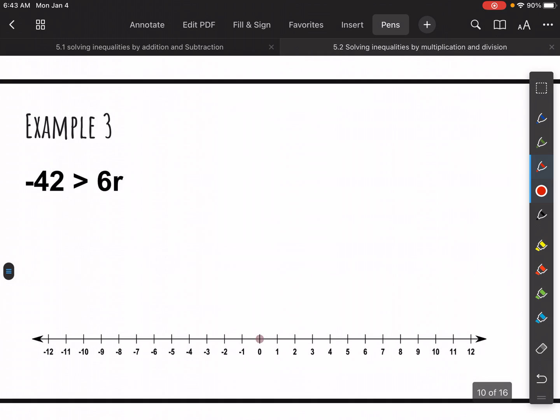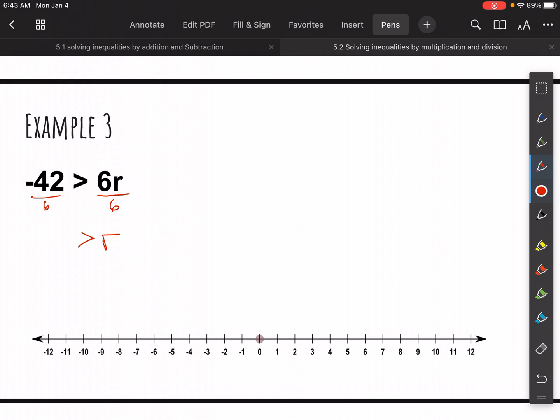For 3b, notice to get r by itself, you would have to divide by 6. Even though we're taking a negative and dividing it by a positive, we're dividing both sides by a positive number. We're not going to touch the inequality. Okay, so we get r.